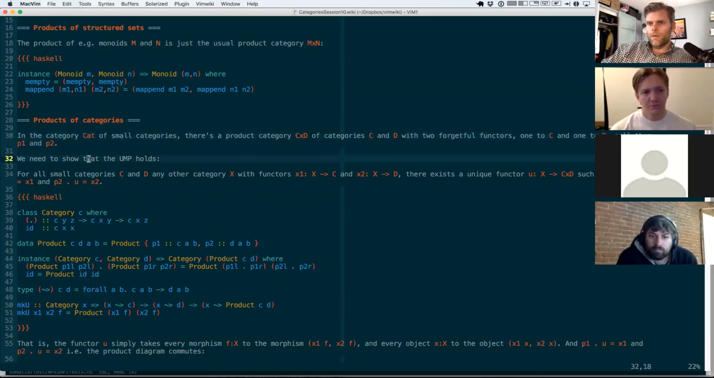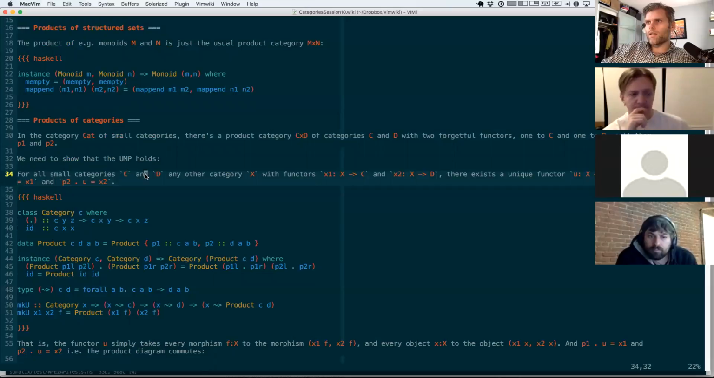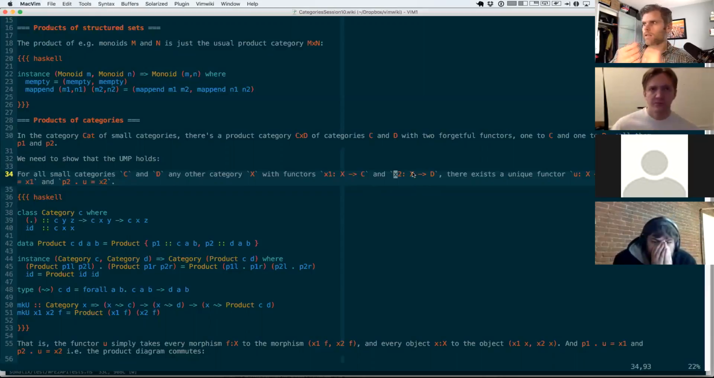And Awodey calls on us to show that the universal mapping property holds for the product. That is stated as follows. For all small categories C and D, and any other category X, with a functor from X to C and a functor from X to D, right? So these two functors, X1 and X2. You can see that this is sort of a diagram with three categories. There's a category X in the middle, and it has two arrows going out to the categories C and D.